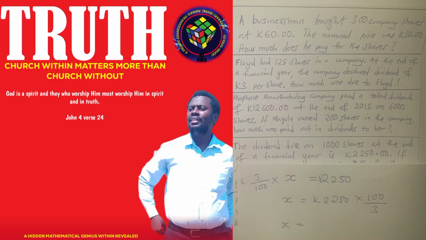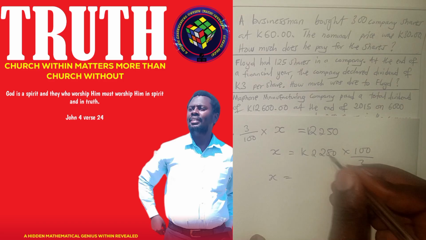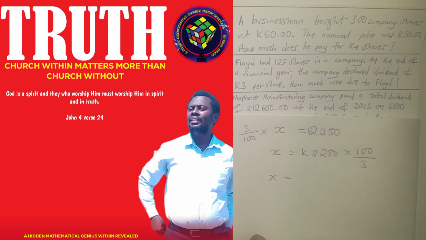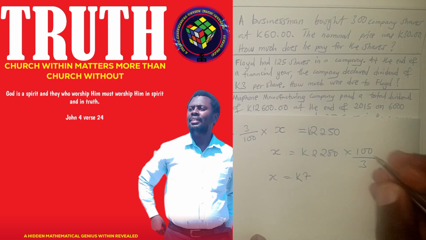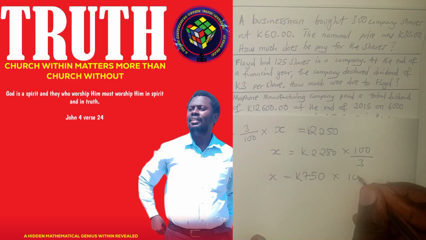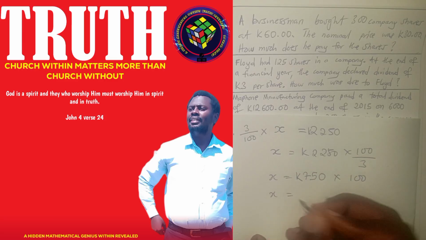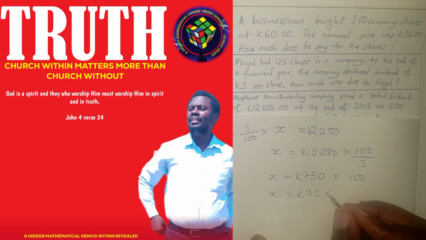So x is equal to, okay, so we'll say, what is 3 in this number? 3 in 22 is 7. Then there is a remainder of 1. 3 in 15, that is 5. 3 in 0, that is 0. Then multiply by 100. So what is 750 multiplied by 100? Yes, you get 75,000. So we have 75,000.